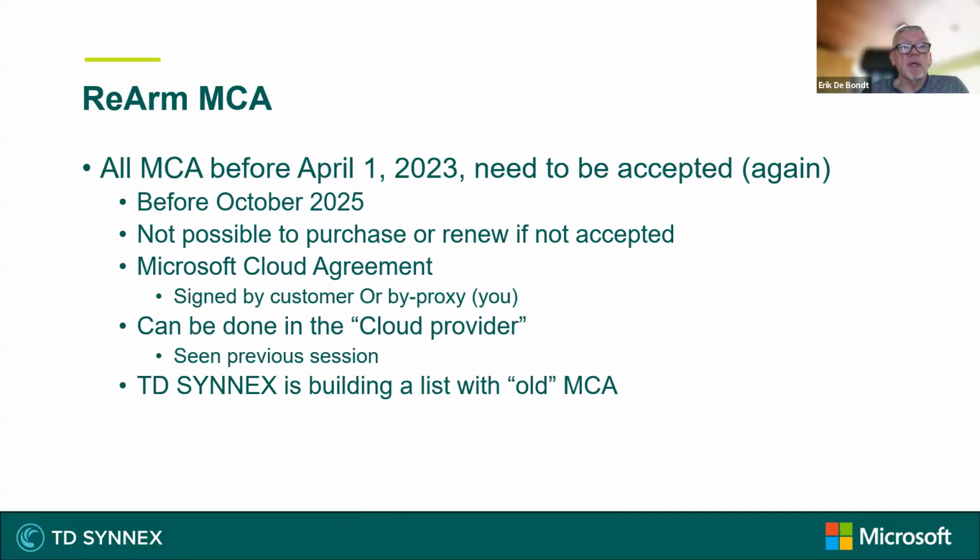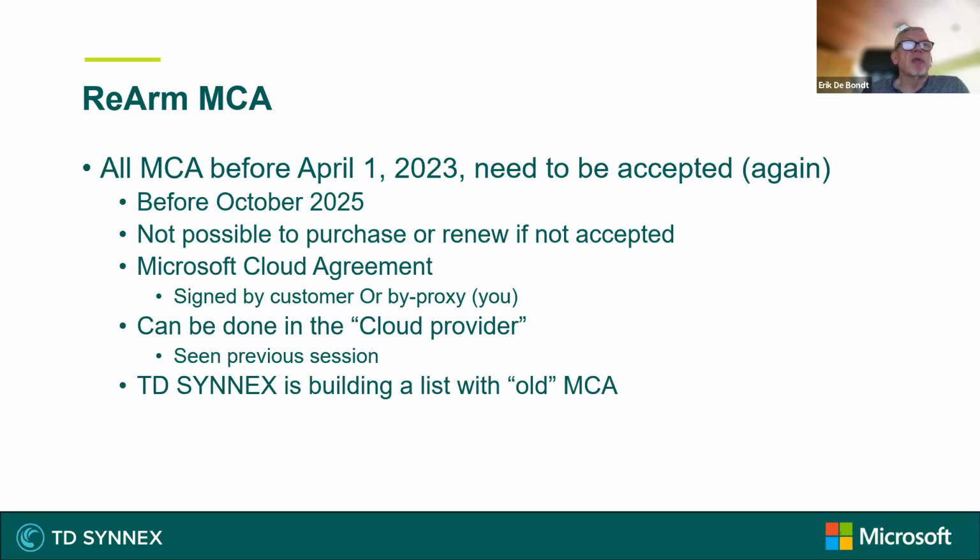For your customers, the MCA, the Microsoft Cloud Agreement, needs to be accepted. Regularly, Microsoft changes their agreements, and it needs to be re-accepted by the customer. So all customers that last accepted the MCA before the 1st of April 2023 need to re-accept the MCA before October 2025. If not, it will not be possible to purchase or to renew licenses for that customer. So we still have some time, October 2025.